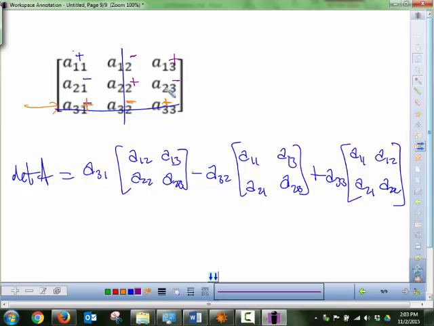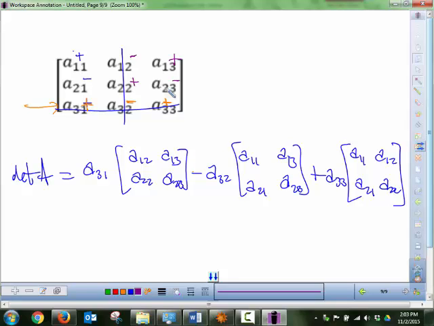Turns out that you could do this for any size matrix. A 5 by 5 matrix gets reduced to 4 by 4, and each of those 4 by 4 matrices gets reduced to a 3 by 3, 2 by 2, and then finally you know how to find the determinant of a 2 by 2 matrix. Does it have to be square? It has to be square.